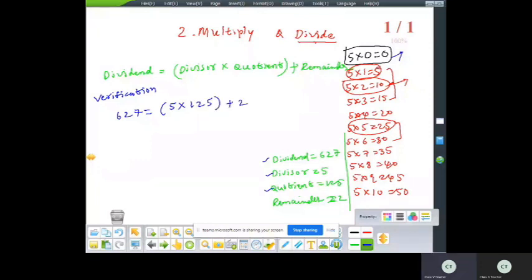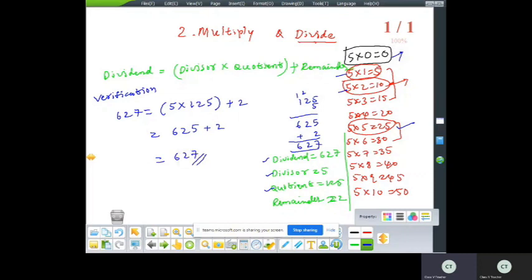First, we do the multiplication of 5 into 125. 5 fives are 25. 5 is here, 2 is carried over. 5 twos are 10. 10 plus 2 is 12. 2 is here, 1 is carried. 5 ones are 5. 5 plus 1 is 6. So 625. 625 plus remainder 2, now 625 plus 2 is 627. Yes, we got dividend 627.